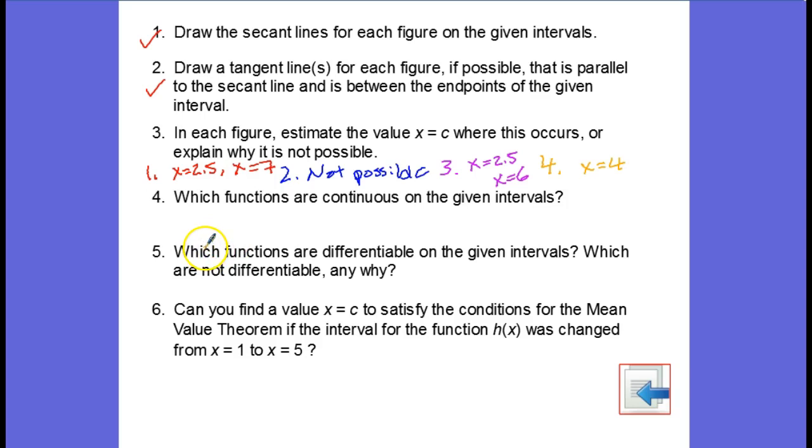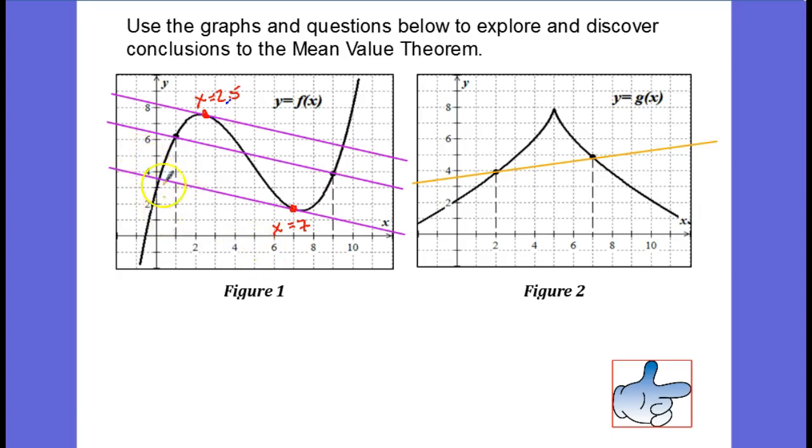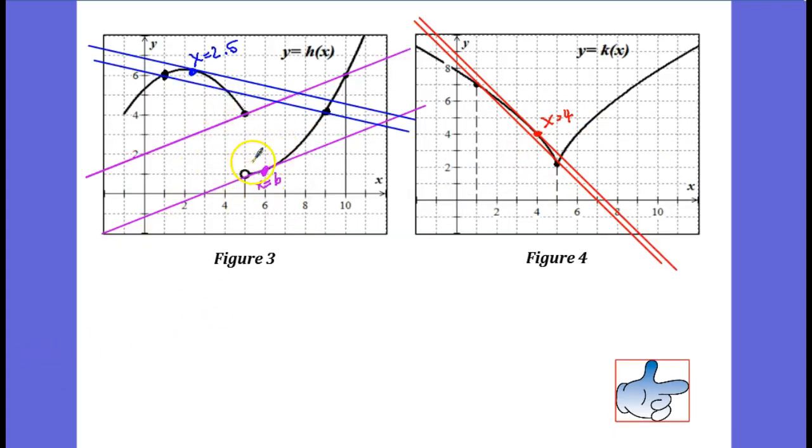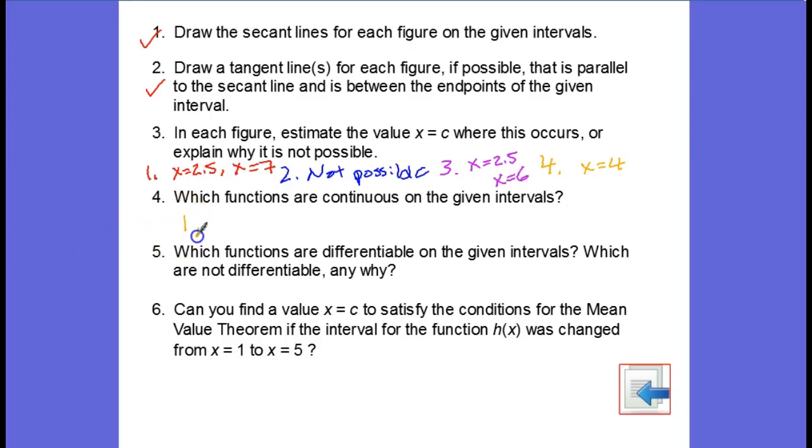So if you think back, one of the criteria that we considered for lots of things, but most recently the extreme value theorem, is the continuity of the function on the interval. So a good question for us to ask is, which of these functions are continuous on the given intervals? Well, let's take a look. 1 is continuous on the interval. 2 is also continuous on the interval. 3 was not. We had a discontinuity at x equals 5, but 4 was. So 1, 2, and 4.